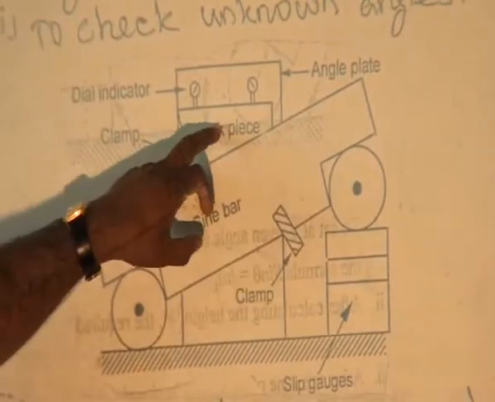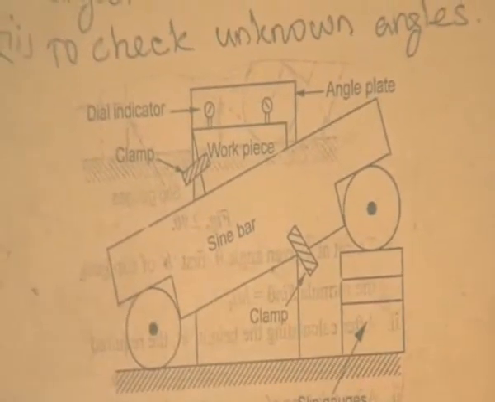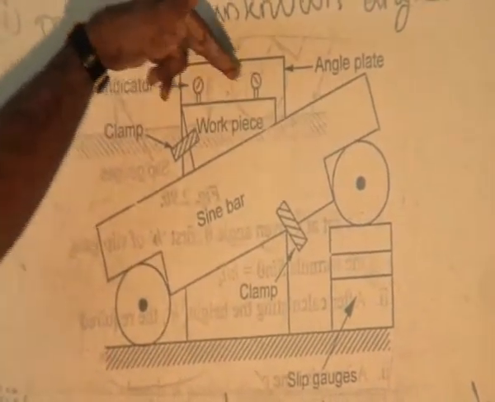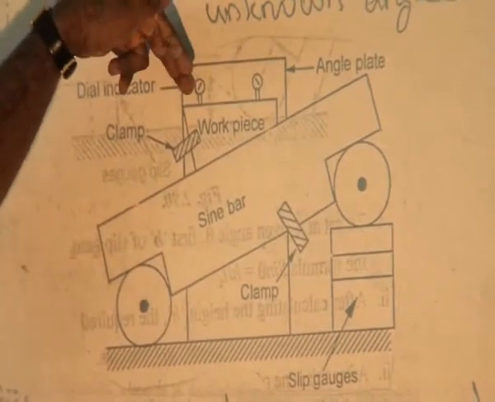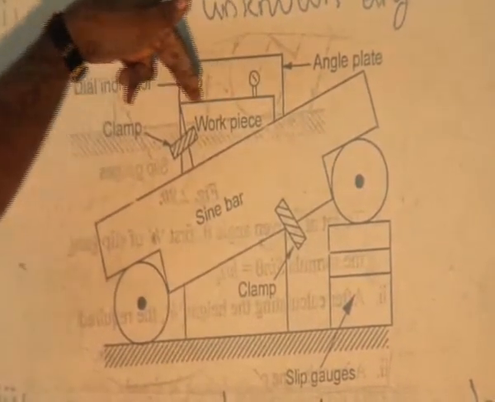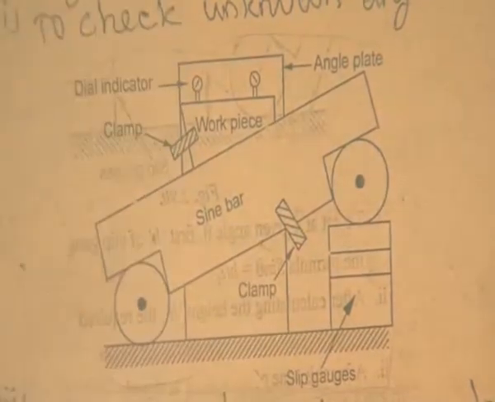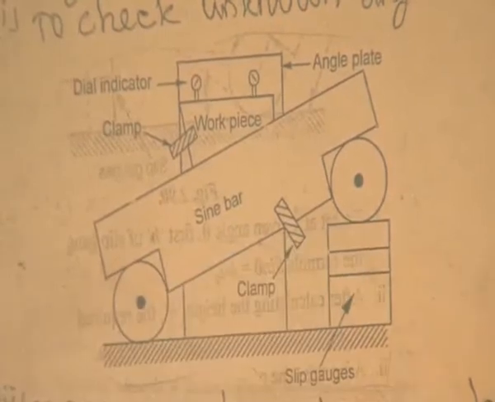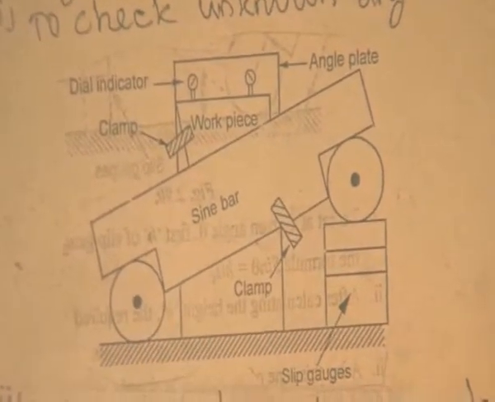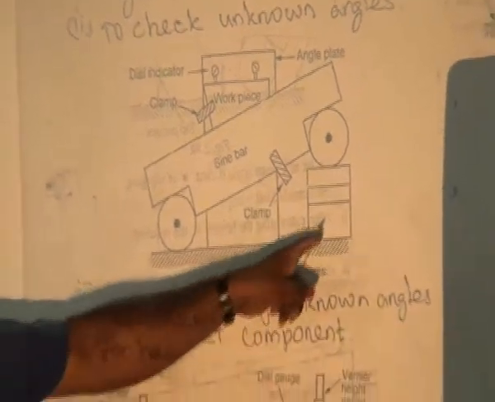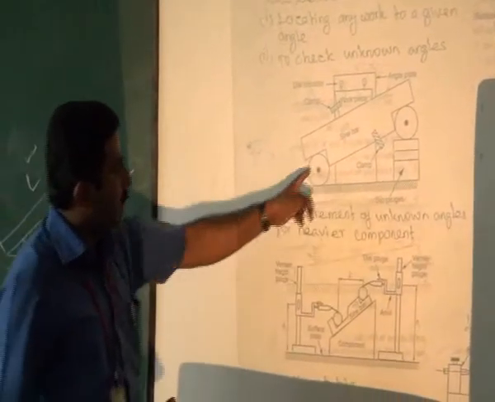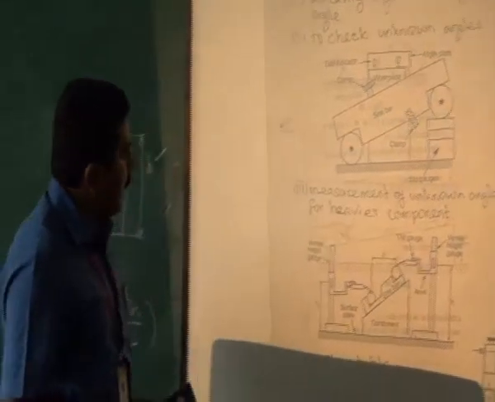Then we have to check the height of the component. To increase the height, the surface should become parallel to this one. Using the dial indicator, we check the parallelism of the workpiece. When the dial shows zero level, we stop adding slip gauges on this side. Then we substitute the values in this formula: the height value from the slip gauges, and the length L, the sine bar standard value, that is L1.